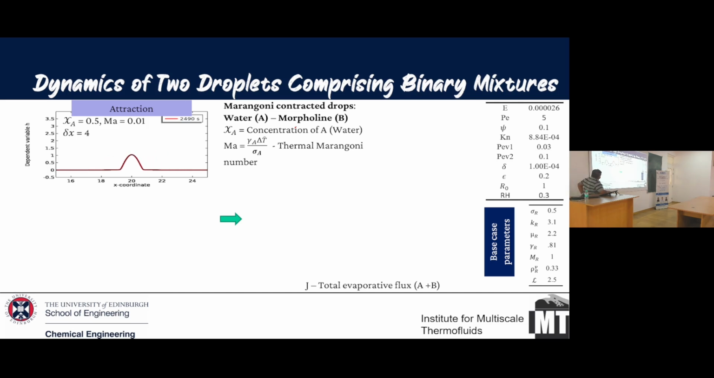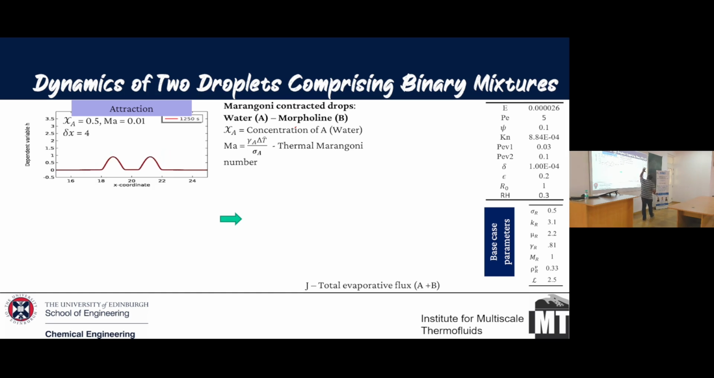Now what we're going to do is look at different droplets. We're going to look at water morpholine, and water morpholine has a very peculiar property. In the case of water ethanol, water is less volatile than ethanol. In the case of water morpholine, water is more volatile than morpholine. The reason why Debryschi took this system is because it was easier to do experiments. With water ethanol, things happen so fast that it's very difficult to see. So this is a much slower system.